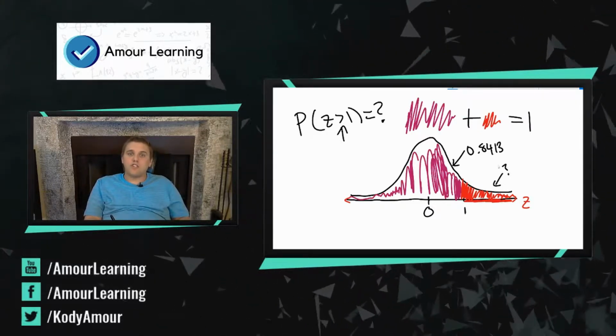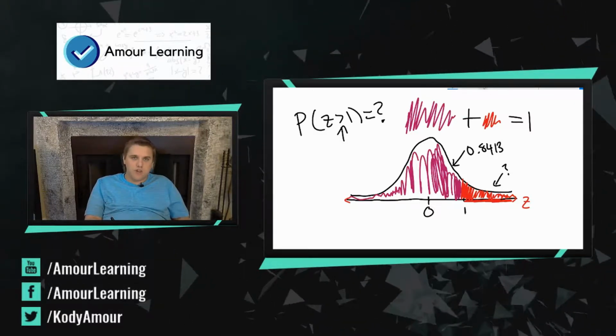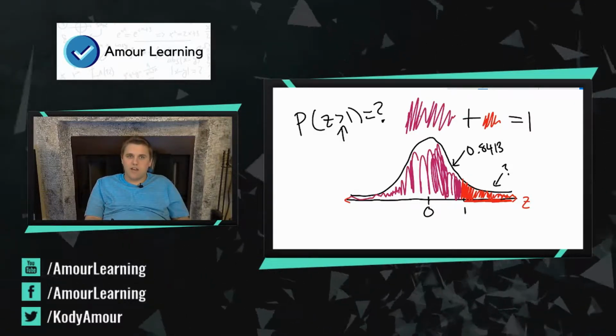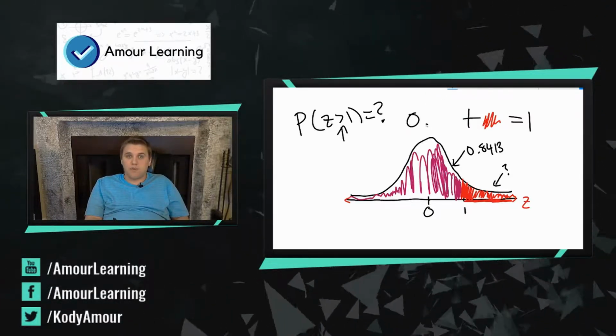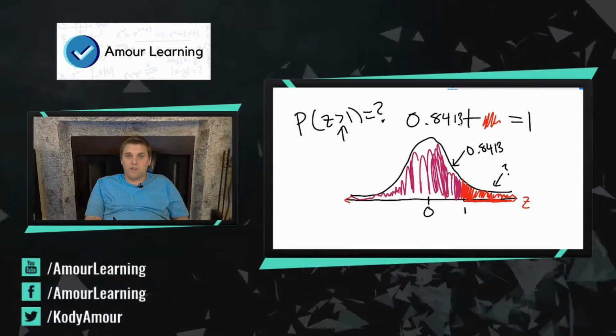Well, I know that these two regions should add up to 1. This purple space, we just found what that area was. It was 0.8413.